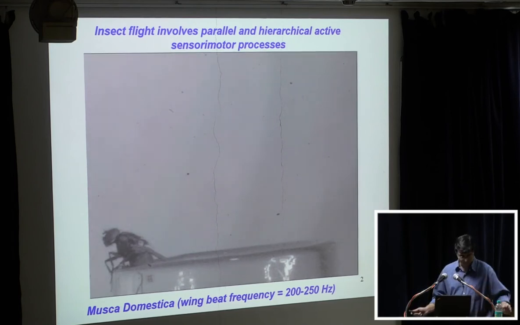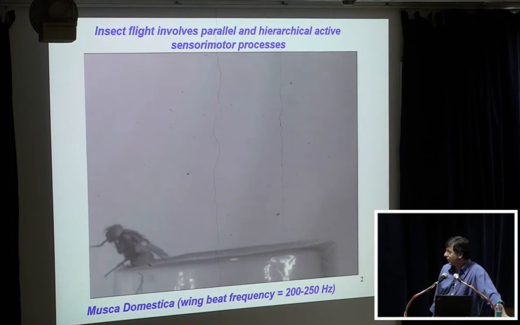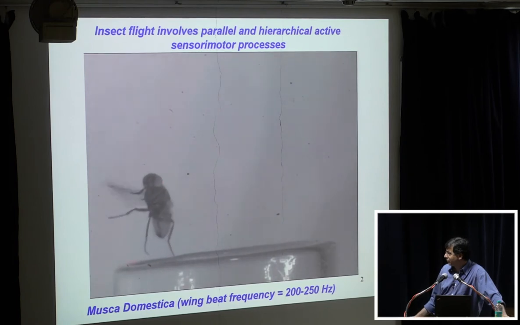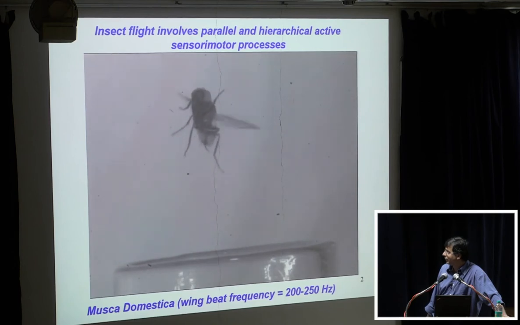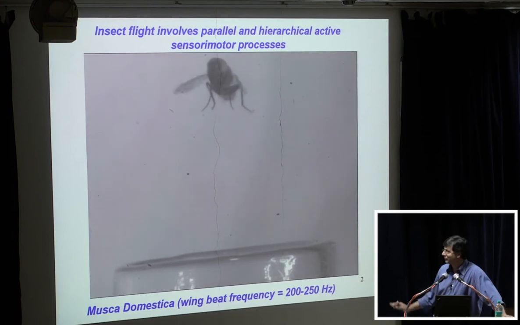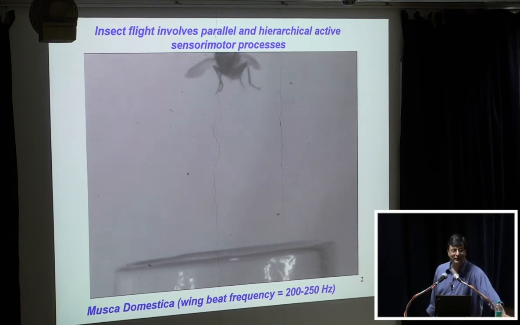Okay, so here's one. What I want you to notice is that as soon as it has left the substrate, it is already pretty stable, and it's doing a lot of very interesting things with the two wings as it is taking off. I think all of us will agree that this fly knows what it's doing. It's stable, it is not struggling to fly, it's not likely to fall out of the air, right?